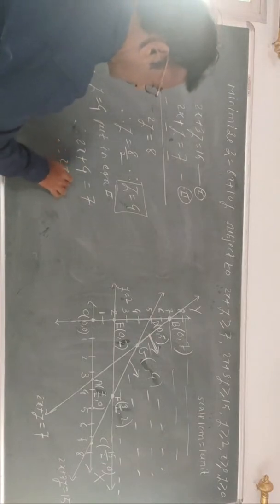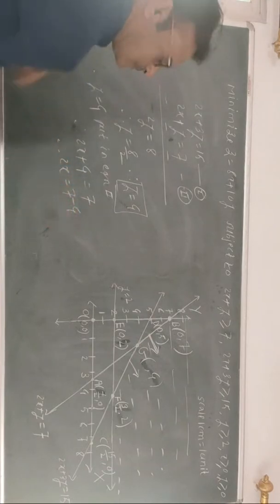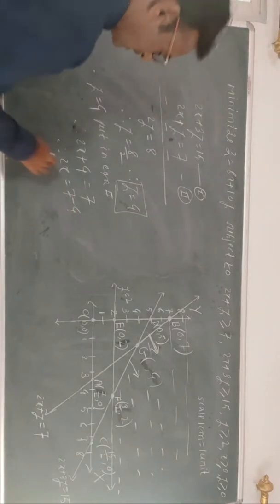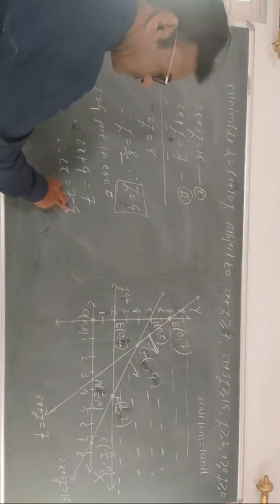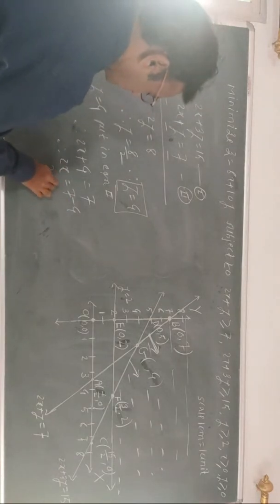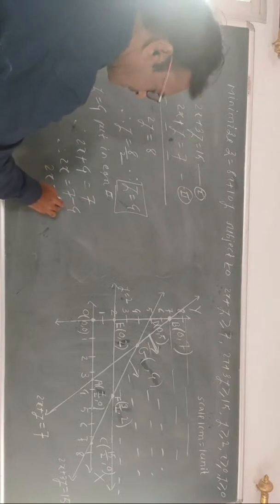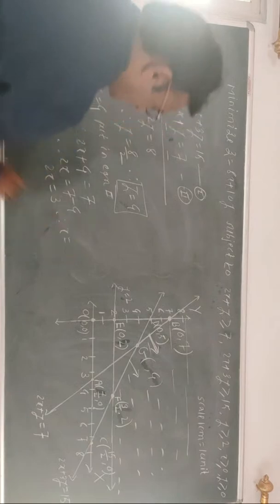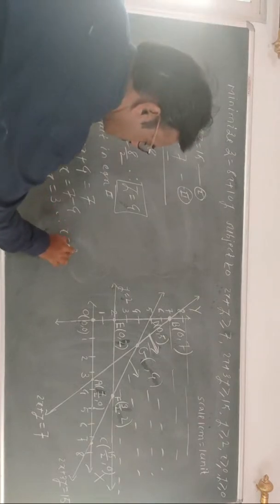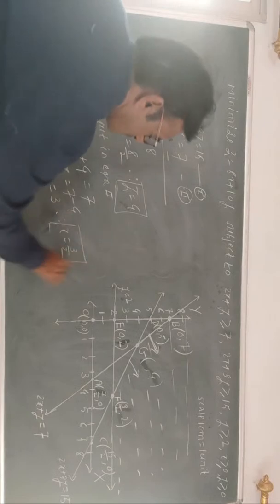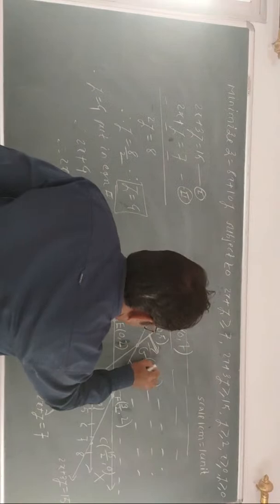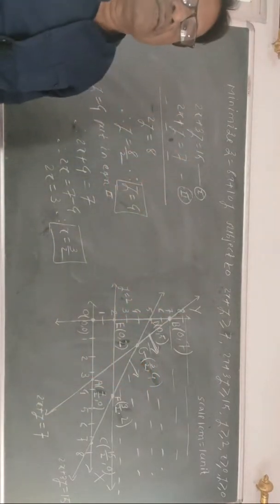Therefore 2x is equal to 7 minus 4. So 2x is equal to 7 minus 4, that is 3. Therefore from this we find x is equal to 3 by 2. And this is the x coordinate of the point G, that is 3 upon 2.